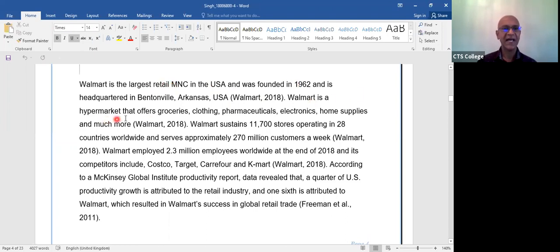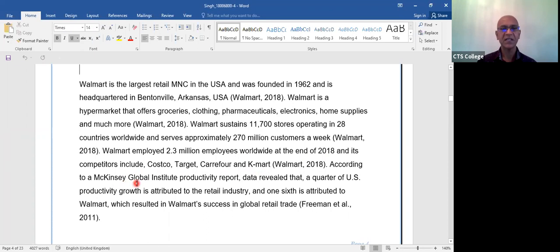Walmart is a hypermarket that offers groceries, clothing, pharmaceuticals, electronics. So she is indicating the product categories. Walmart has approximately 12,000 stores in 28 countries worldwide and serves 27 million customers a week. Walmart employed 2.3 million employees worldwide as at the end of 2018. Its competitors include Costco, Target, Carrefour, Kmart, and so on.